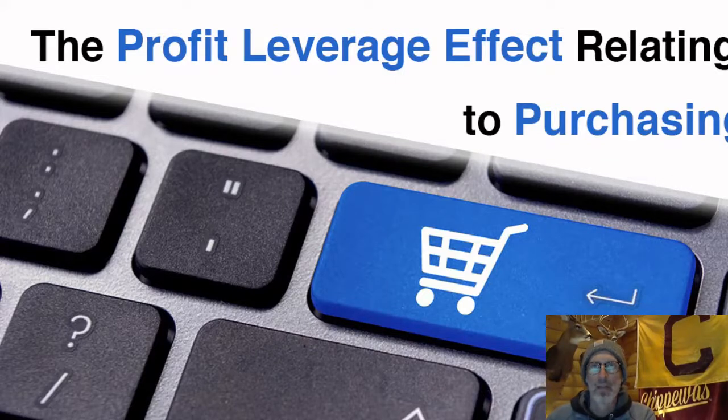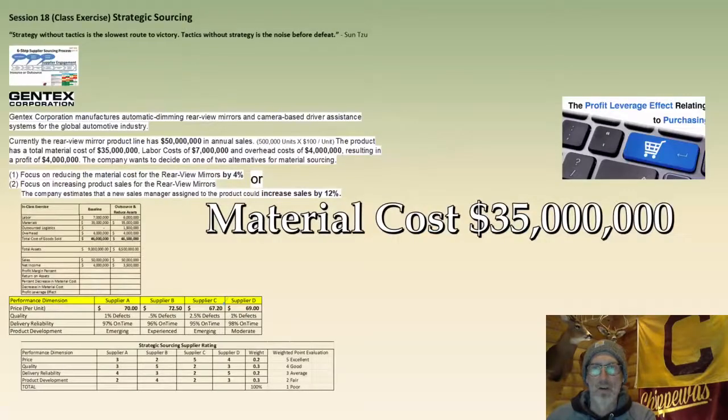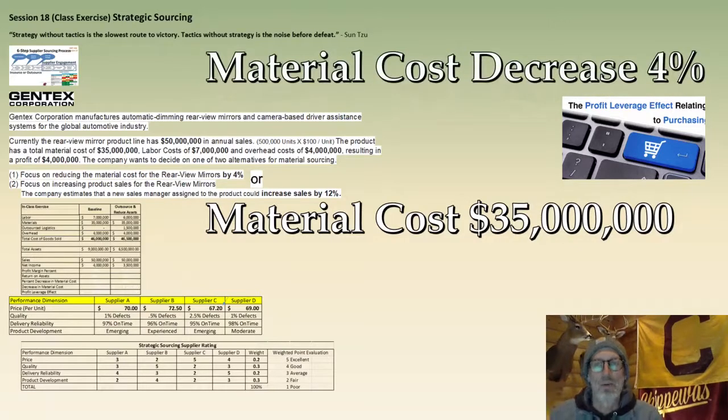But let's go back to the exercise that we had in class relative to Gentex. Just to refresh you with the exercise from class, the company was Gentex, and we were doing a material cost decrease of 4%. The material cost for Gentex was $35 million, and we had a 4% decrease. As a result of that, that reduction in the cost of goods they're purchasing for their rear view mirrors went right to the bottom line. It went right to profits, right?